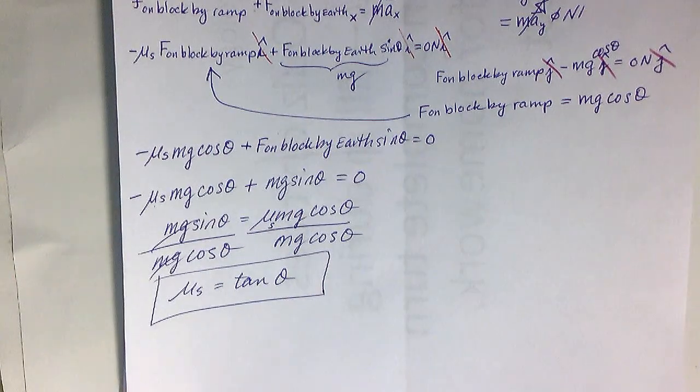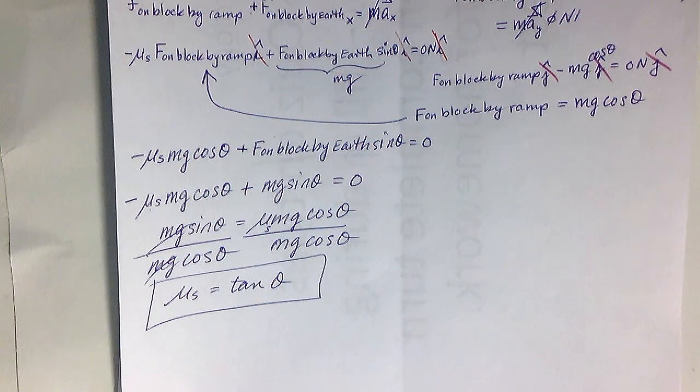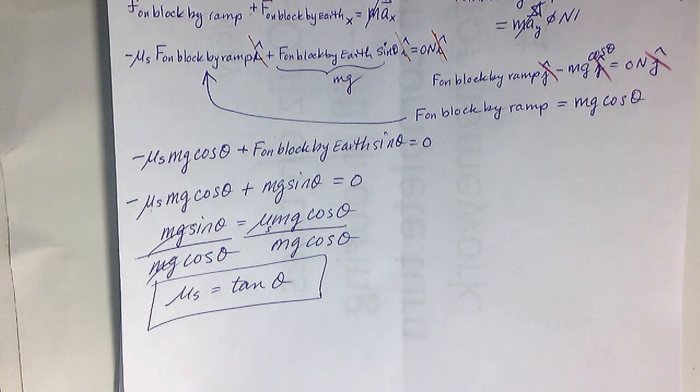Now, do not memorize this. This is a block stationary on a ramp. Actually, it isn't. It's moving at a constant velocity. Sorry. This is a block that is sliding down a ramp at a constant velocity. What if I were accelerating down the ramp? This would change, right? So the only way you can find the coefficient of friction by using the angle theta is if you are at rest or you are moving at a constant velocity down the ramp.